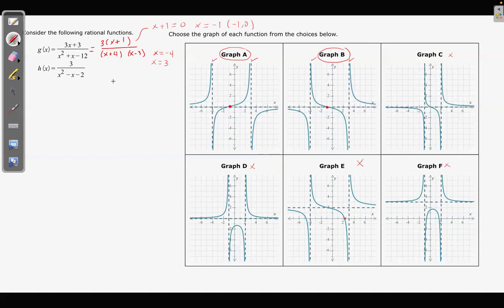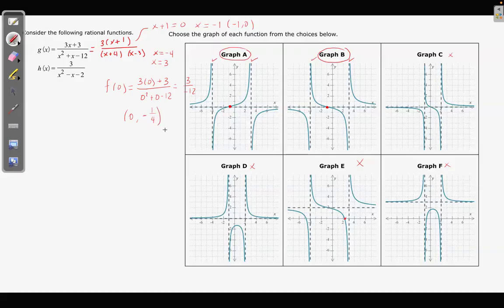Now, still in contention, we have graph A and graph B, and I think it's going to be down to the y-intercept, meaning we're going to evaluate the function at 0. So 3 times 0 plus 3 divided by, we might use the unfactored version. That means we're using 0 squared plus 0 minus 12. And we get 3 over minus 12. So the coordinate is 0 comma, looks like we're going to come down to minus 1/4.